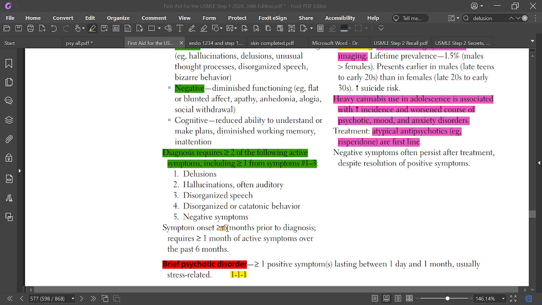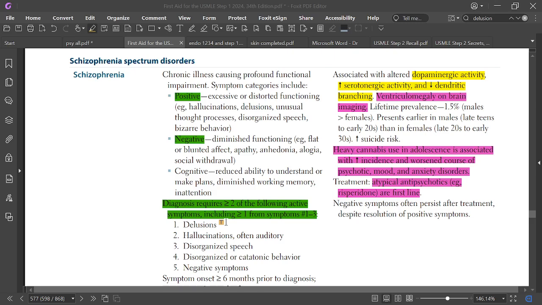If symptoms are more than 6 months prior to the diagnosis, and it requires more than 1 month of active symptoms over the past 6 months. So more than 6 months prior to diagnosis, and you need more than 1 month of active symptoms for diagnosing schizophrenia. It is associated with altered dopaminergic activity, increased serotonergic activity, increased serotonin, altered dopamine, and decreased dendritic branching. Ventriculomegaly on brain imaging.